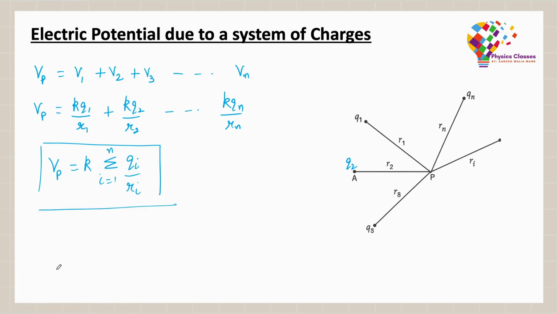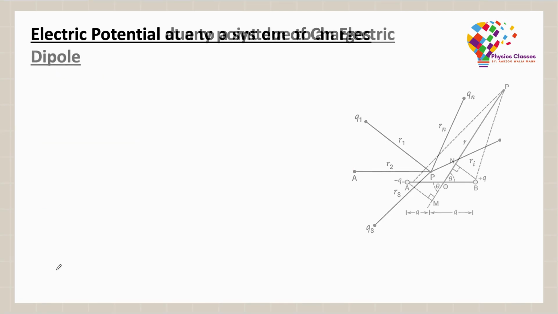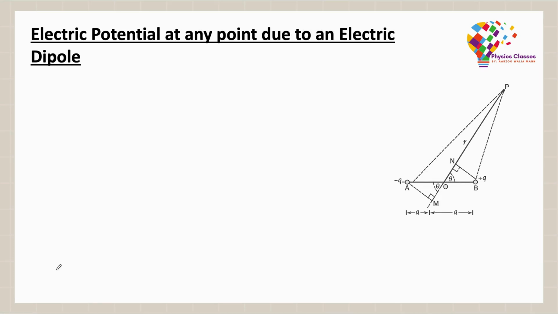Again, it's a scalar quantity, so we are directly adding, no vector addition. You don't need to worry about any of the directions, only the signs. If Q1 is positive, then substitute Q1 as positive. If Q2 is negative, then substitute Q2 as negative. Whatever are the signs of the charges, substitute as per that only.